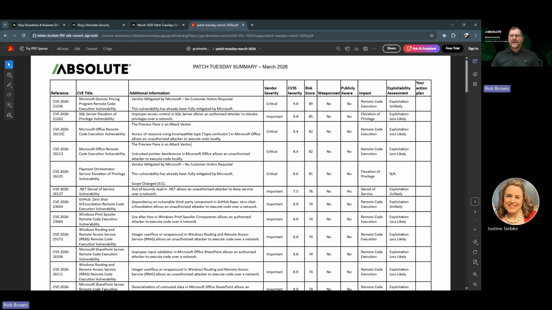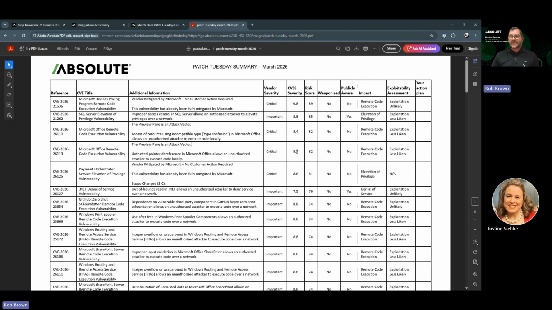These two here, 26110, 26113, these are the pair of Office vulnerabilities that I mentioned. The preview pane is an attack vector here. It can lead to full system compromise because they are remote code execution vulnerabilities. They are both critical. They are both CVSS 8.4.